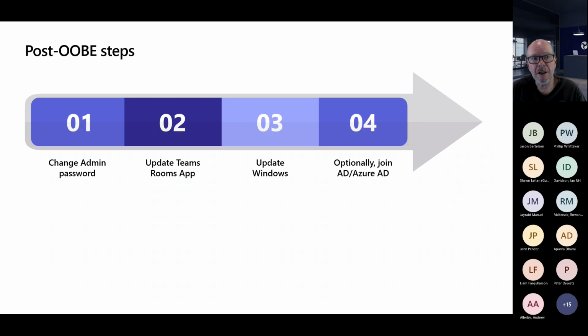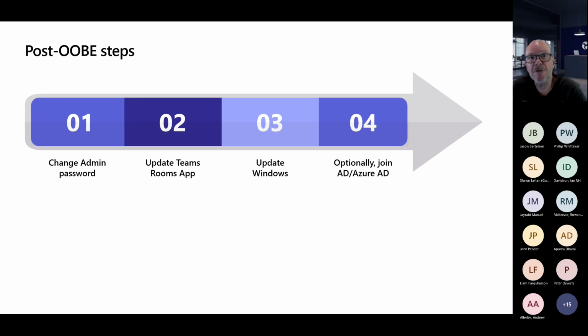Another thing to point out: don't ever manually update Windows before you've updated the Teams Room app. The Teams Room app will determine what Windows update is compatible. That goes for Android as well. Just because Microsoft has rolled out an update to an operating system doesn't mean it's been certified yet for Teams Room devices. So always make sure, if you do feel the need to manually update, to update the Teams Room app first. We'll go through how to do that if you need to.